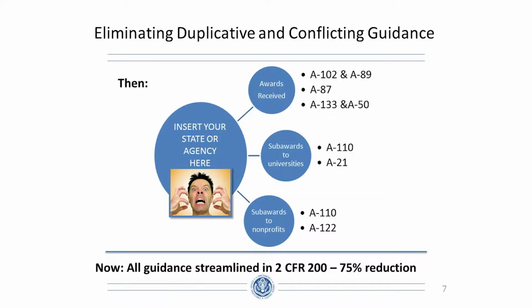It's a mouthful, right? If you're a state agency and you get a grant, say the state of California gets a grant, you have to know A102 administrative requirements and A89, A87 is cost principles, A133 is your audit, and A50 audit resolution. Now let's say you make a subaward to a university. Now you also have to know A110 administrative requirements for universities and nonprofits and A21 cost principles for universities, because how else are you going to know if they're breaking the rules or not? Then you make a subaward to a nonprofit organization, you'll add on A122.